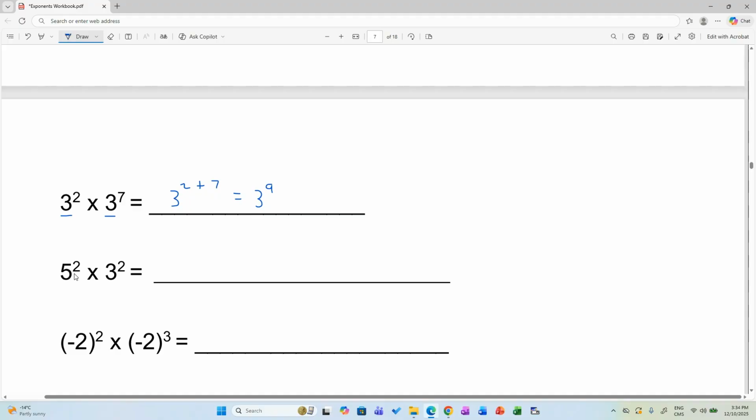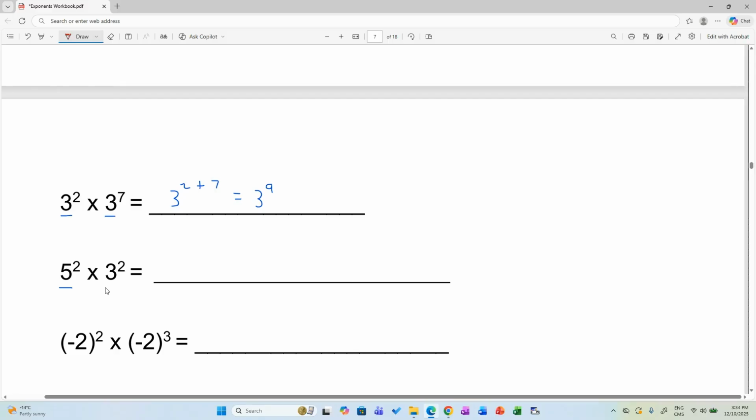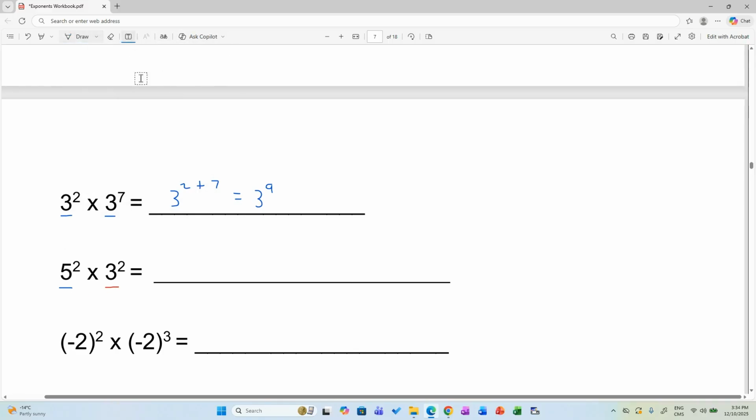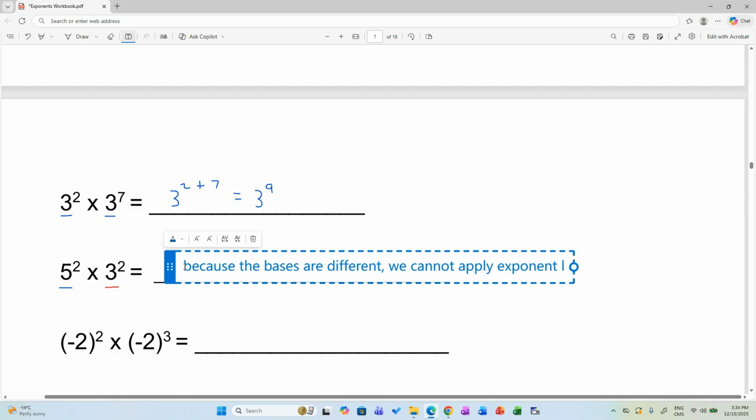Now let's do another example. Here I have 5 to the power of 2 times 3 to the power of 2. But notice what happens here. 5 is a different base than 3. So because the bases are different, I can't apply exponent laws. So let's write that down. Because the bases are different, we cannot apply exponent laws.